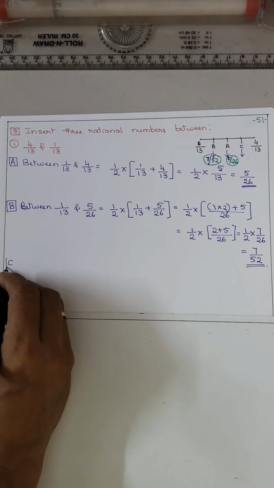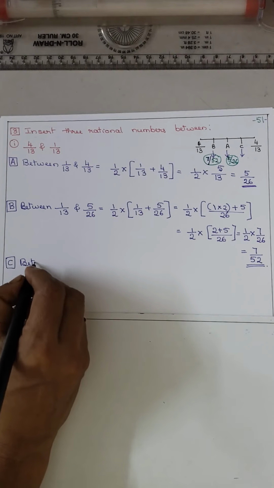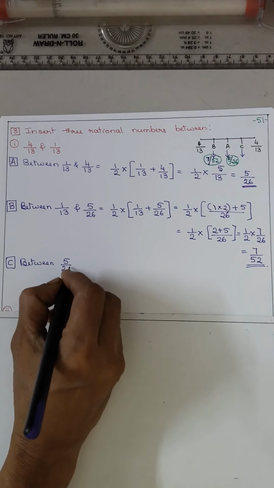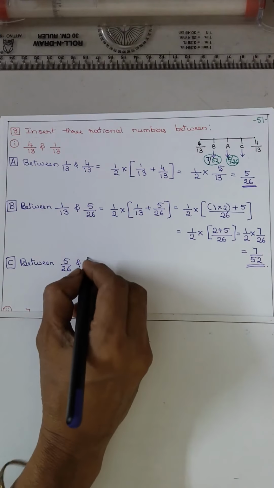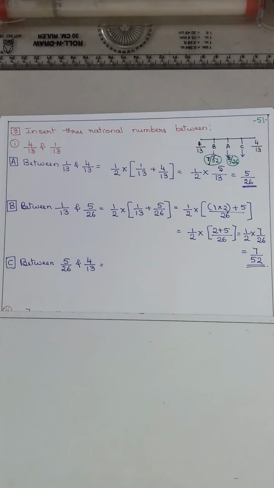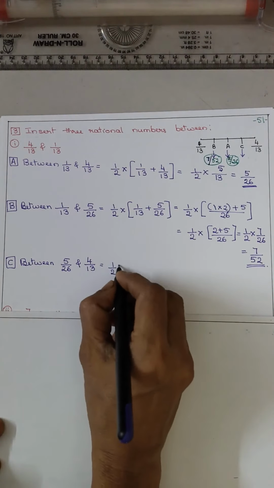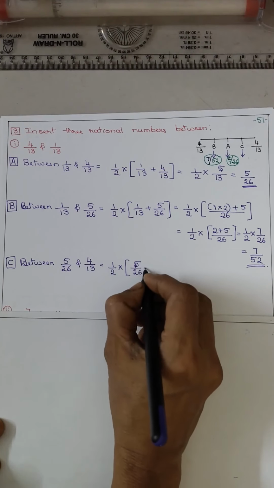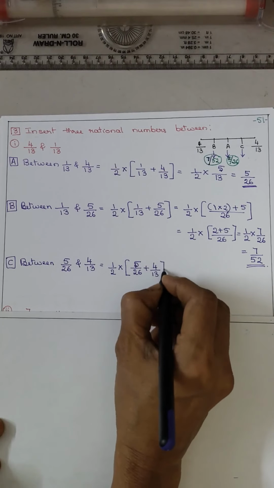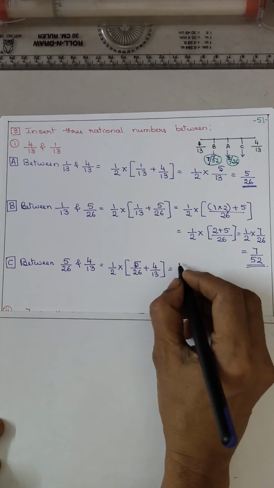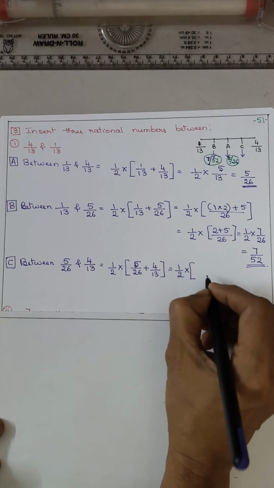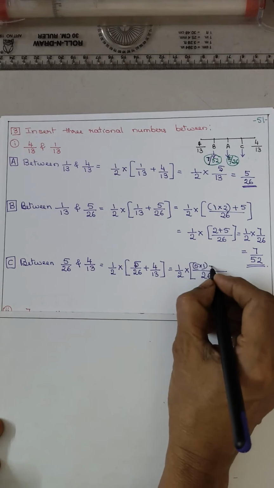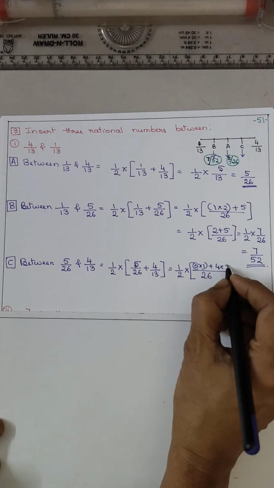For C, between A, which is 5 by 26 and 4 by 13. That is half into 5 by 26 plus 4 by 13. Now if you take the LCM, half into 26 is the LCM. So 5 ones are 5, but here 4 into 13 twos are.